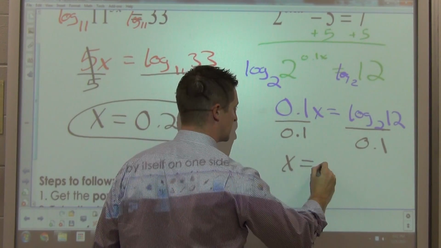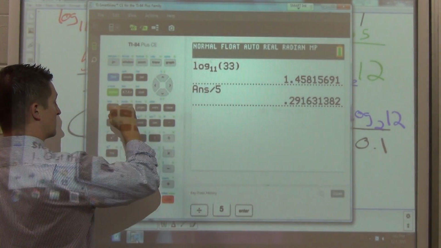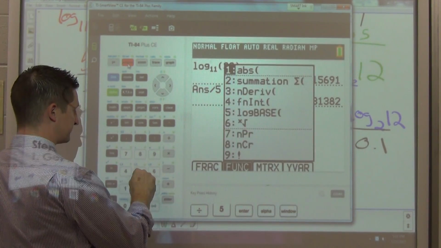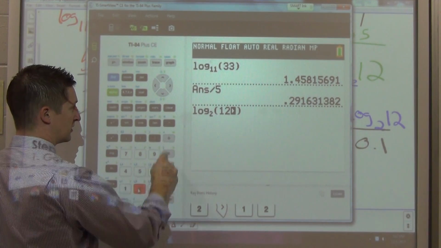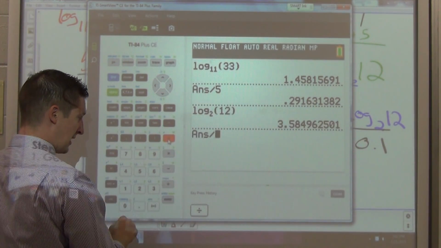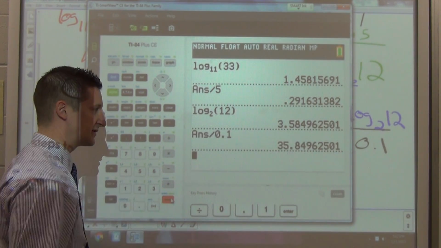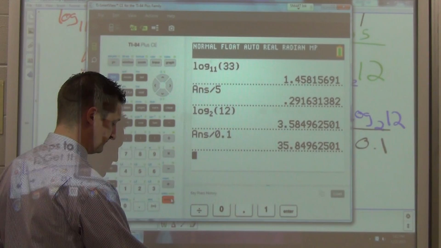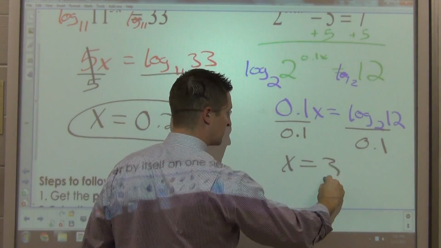So x is going to equal, I'll type that in, using log base. Take the log base 2 of 12 and enter, and then divide that answer by 0.1. I hit enter. I get 35.85. We'll round it to two decimal places. So 35.85 is the answer that I write down.